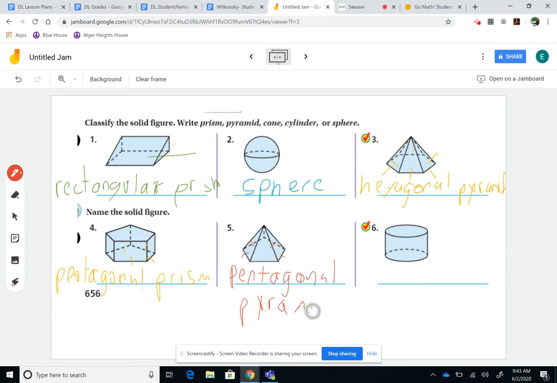And again, you'll be able to type on yours. And then that last one is like a squatty can of beans. So that is a cylinder. And that's what your homework is for today. Good luck.